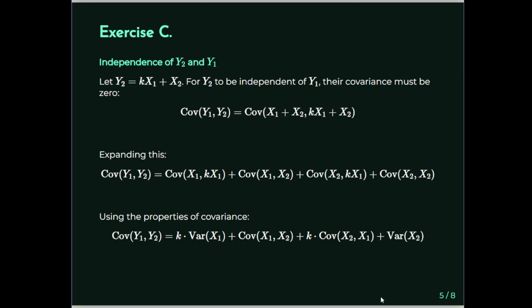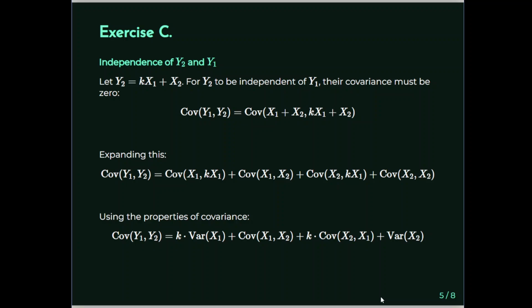Now, we want to look at y2. Let y2 equal kx1 plus kx2. For y2 to be independent of y1, the covariance must be 0. So the covariance of y1 and y2 must be 0. Now, what is the covariance of y1 and y2? Well, that is equal to the covariance of x1 plus x2, which is how we define y1, and k times x1 plus x2, which is how we define y2. So essentially what we have to do is expand that expression.